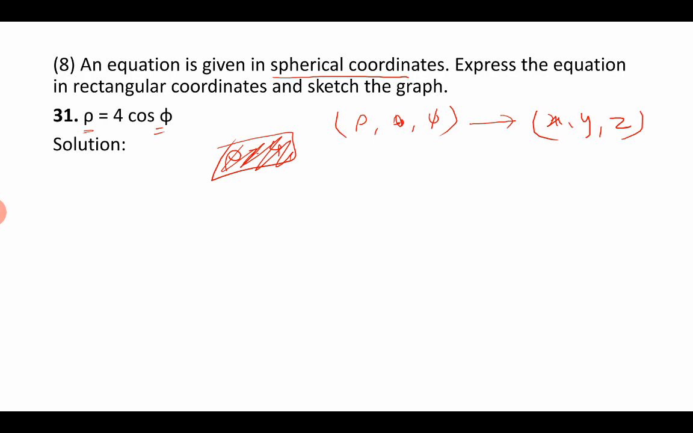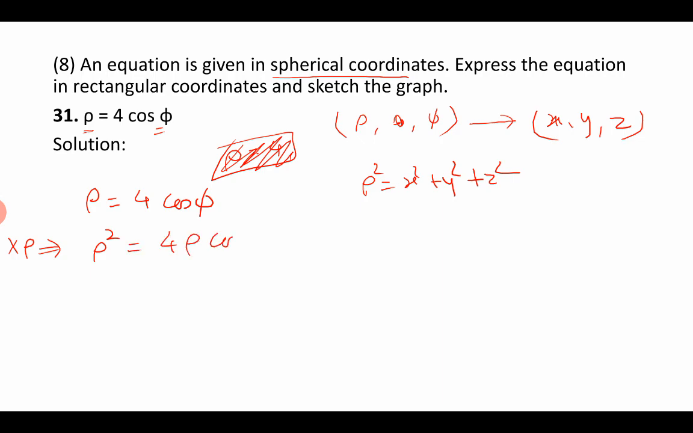The relation between rho and x, y, z is rho squared is x squared plus y squared plus z squared. So we multiply rho on both sides. The given equation is rho is 4 cosine phi. Multiplying by rho, rho squared is equal to 4 rho cosine phi. And we know z is equal to rho cosine phi. Therefore, x squared plus y squared plus z squared is 4z.